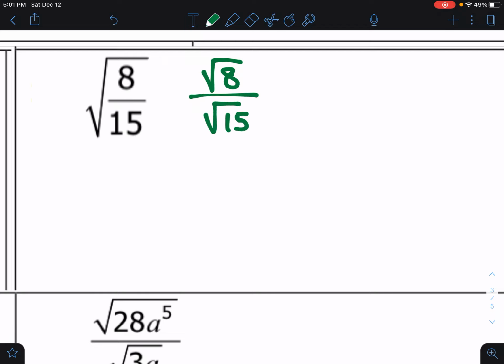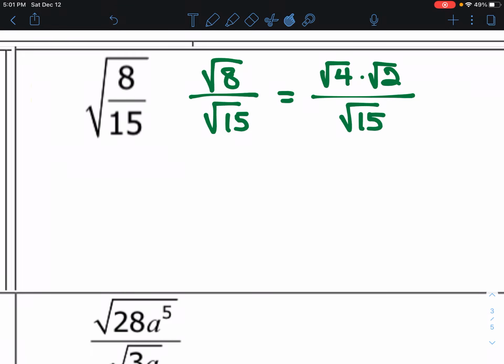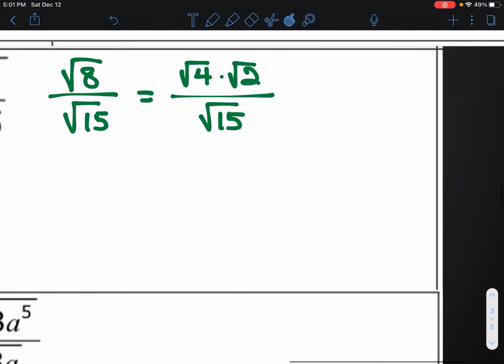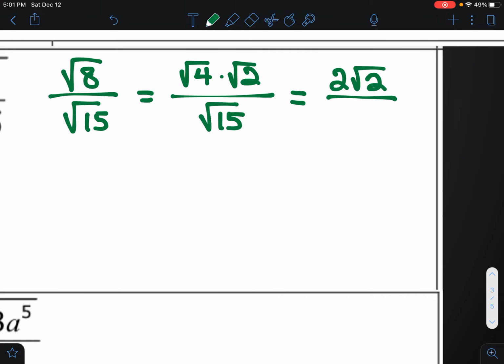Now, I want to keep going and try to simplify this. So I would say, oh, I can break apart the top. That would be square root of 4 times square root of 2. The bottom, square root of 15, I cannot do anything more with. Okay, so I would still be here. All right, so now I'm going to simplify the top. And I would have 2 times the square root of 2 over the square root of 15.